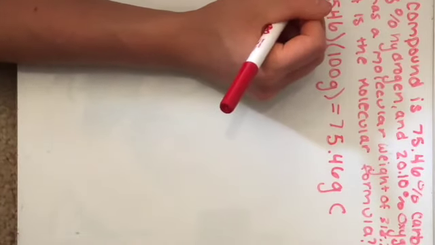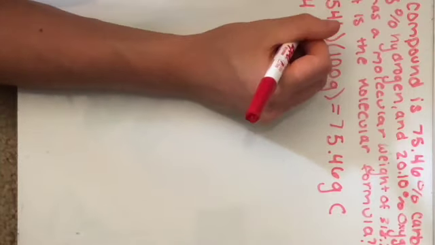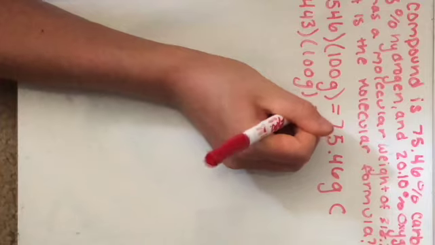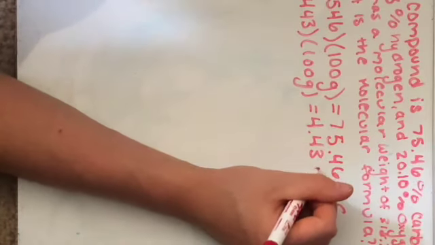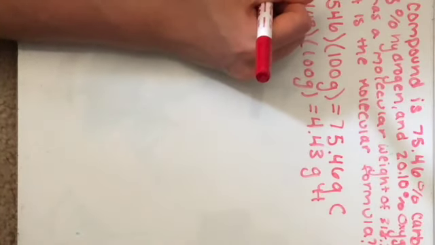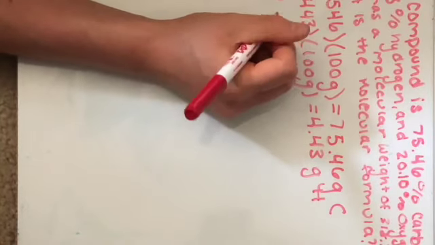And then we can do the same for the hydrogen, times 100 grams, and that's going to come out to 4.43 grams of hydrogen. And then lastly, we're going to do this for the oxygen.